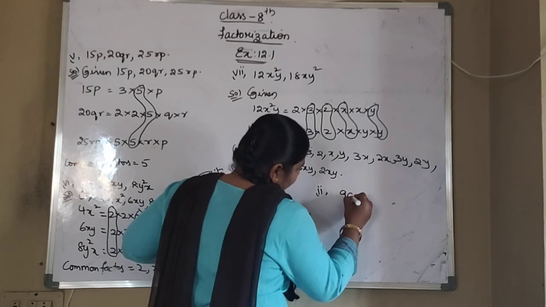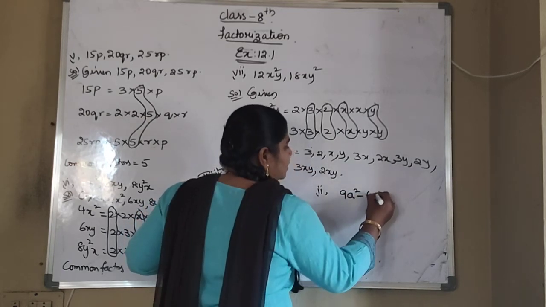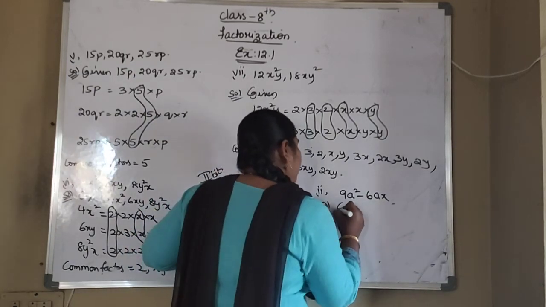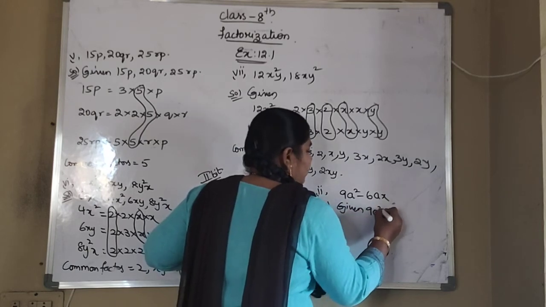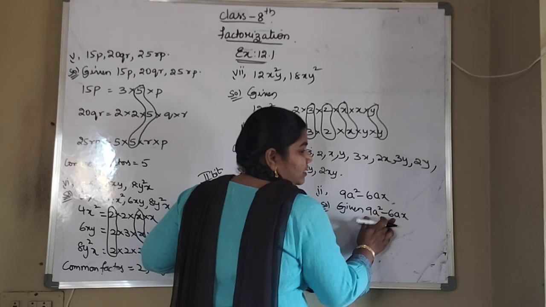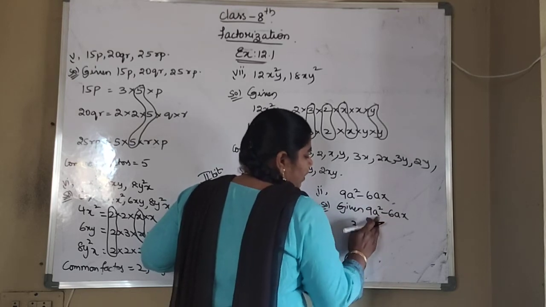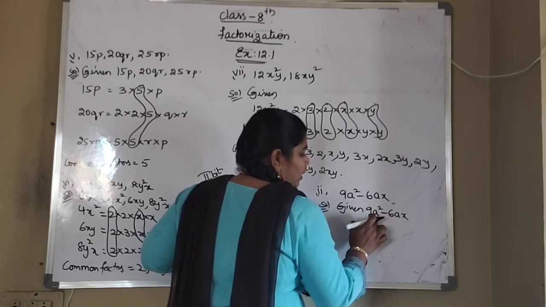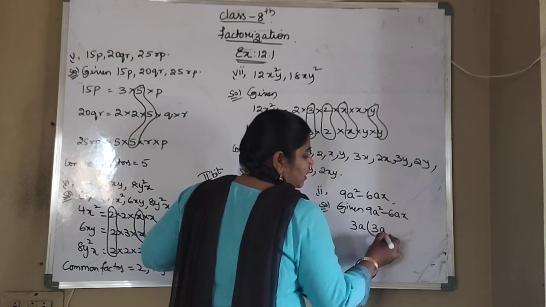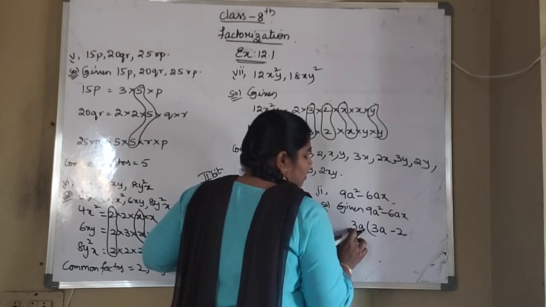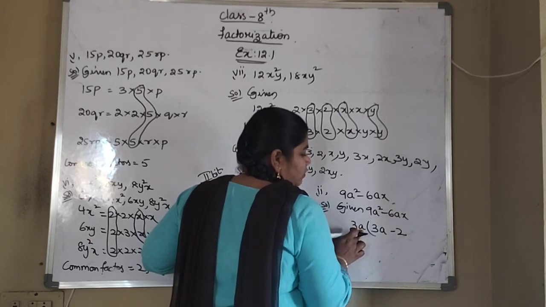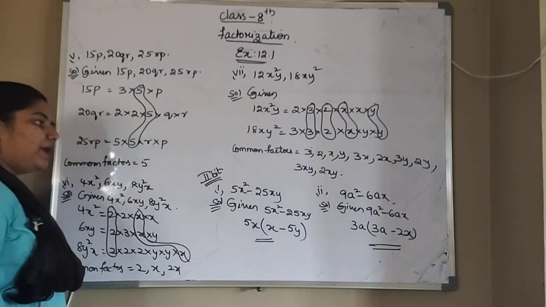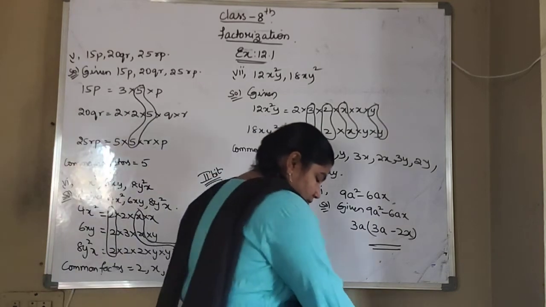Second one is 9a square minus 6ax. These two numerical values, in which table they will go, we have to check first. Given 9a square minus 6ax, 9 and 6 will go in 3 table. So I am taking 3 as common, and 1a I am taking as common. 3 3s are 9. From this a square I have taken only 1a, so one more a is remaining. 3 2s are 6. A we have taken as common, so what is the remaining value? x. So this is our factor for 9a square minus 6ax. Okay, so next one.